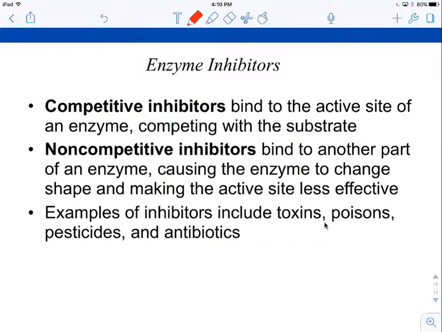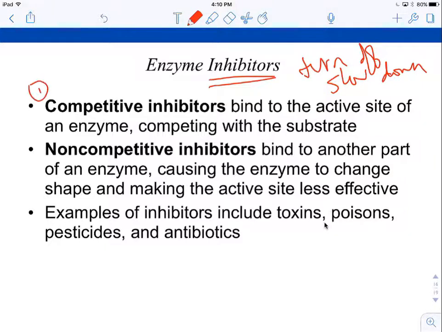If we want to have the opposite effect and inhibit enzyme activity, this is generally to turn it off or slow it down. Okay. We can have different inhibitors. There are two main types. One is competitive inhibitor, and a competitive inhibitor looks like the substrate. So it will bind to the active site of an enzyme and basically physically gets in the way of the substrate binding. So it competes with the substrate to bind to the active site.